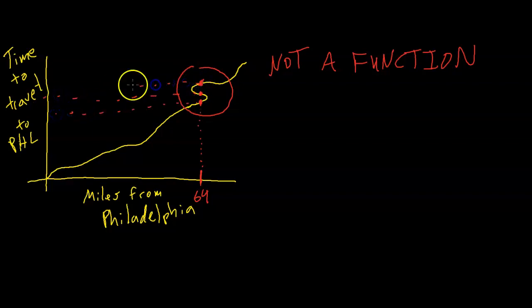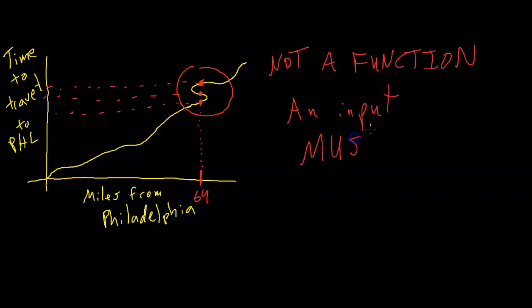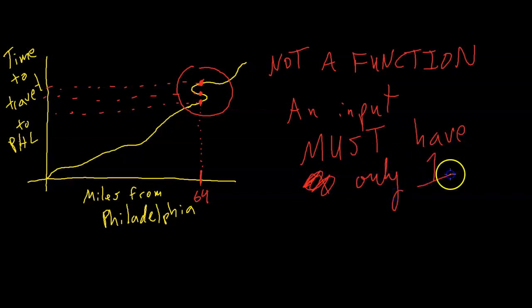And I know I'm not being exactly neatest in drawing my lines, but I hope you get the picture. This graph purports that if this were a function, the input of 64 would have 3 outputs. And what do we know about a function? We know that an input must have exactly, I shouldn't say exactly, an input must have only one output, right? But here, this graph tells us that a given input has 3 outputs.